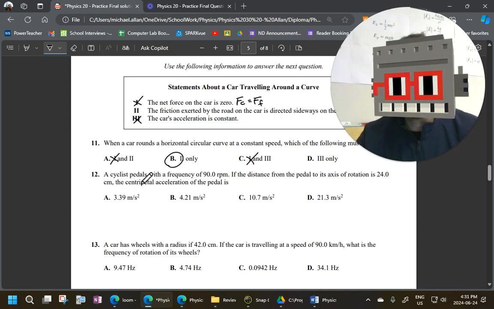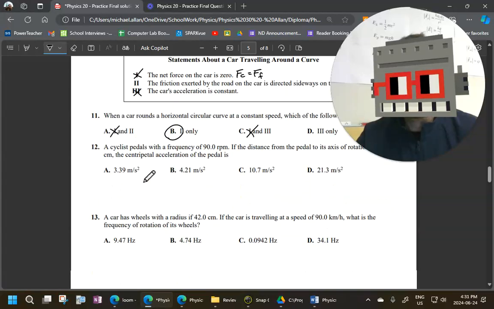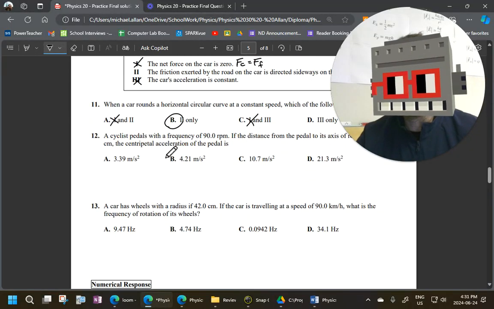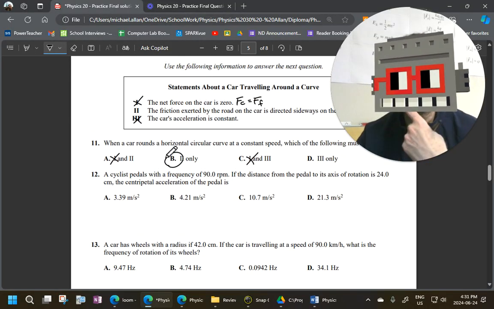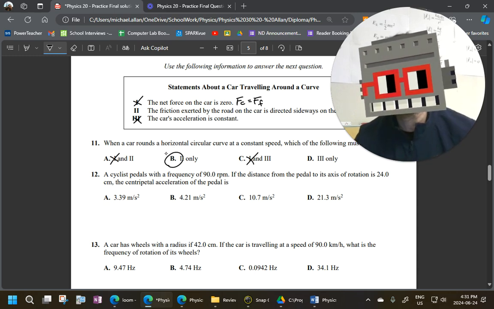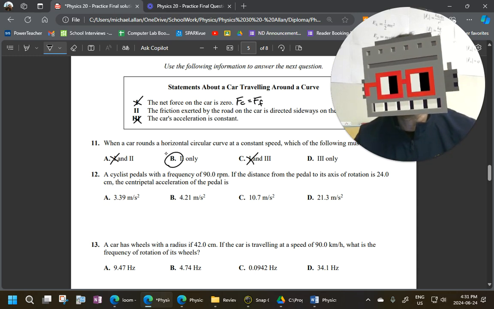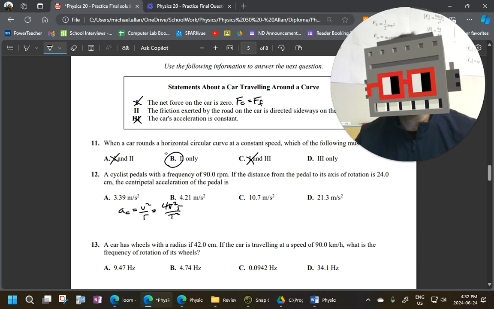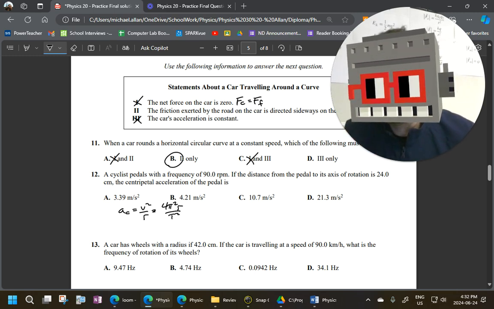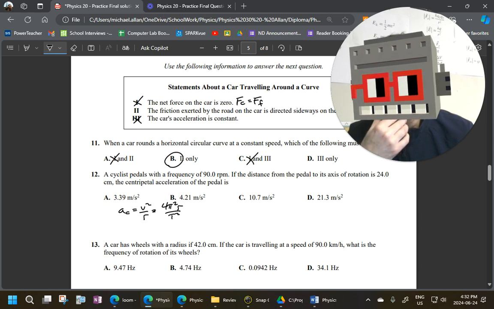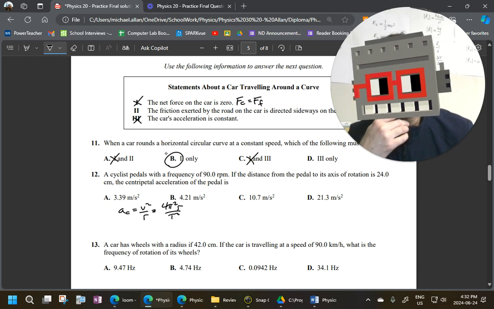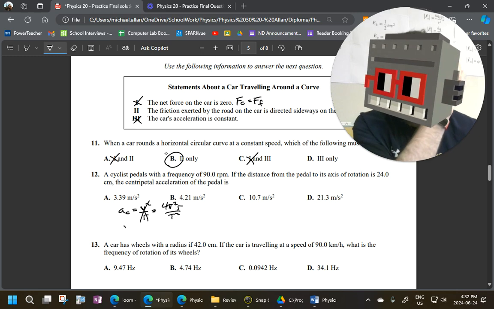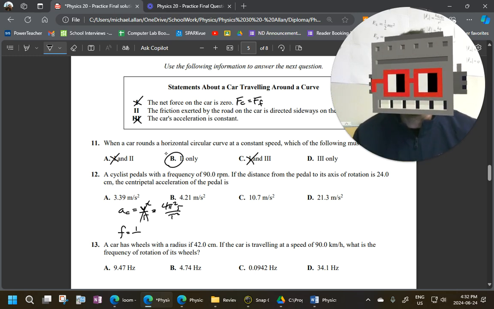Okay, so here we got a cyclist pedaling at a frequency of 90 RPMs. If the distance from the pedal to the axle is 24 centimeters, what is the centripetal acceleration? So remember, centripetal acceleration, we have 2 options, right? We have v squared over r or 4 pi squared r over T squared. So depending on which one we have, which one are you going to use here? So what do we have? We have frequency. So that means technically we have periods. Remember, frequency is equal to 1 over period.